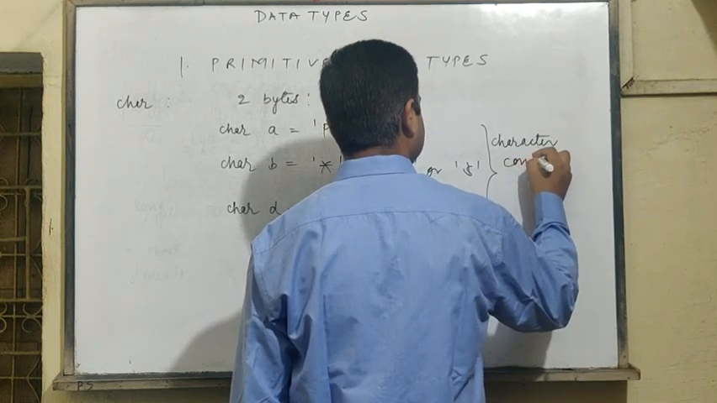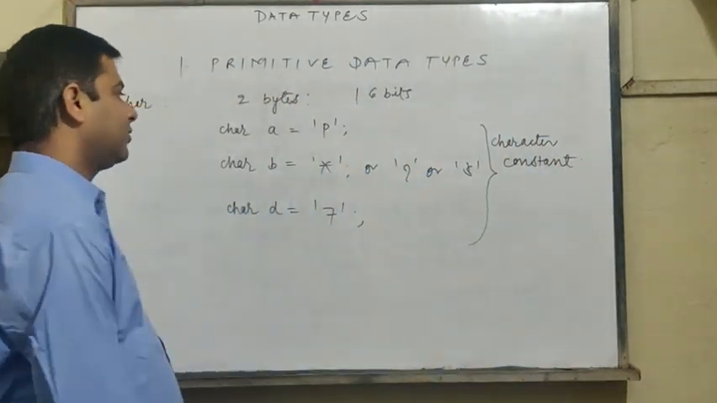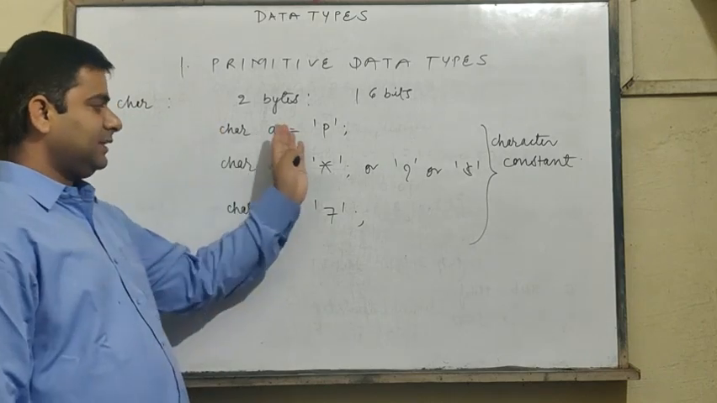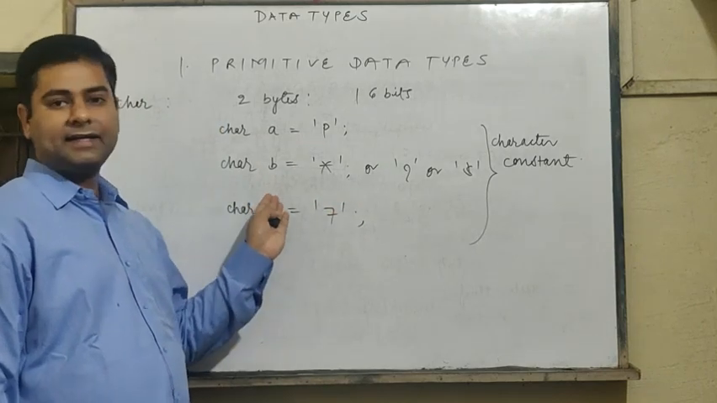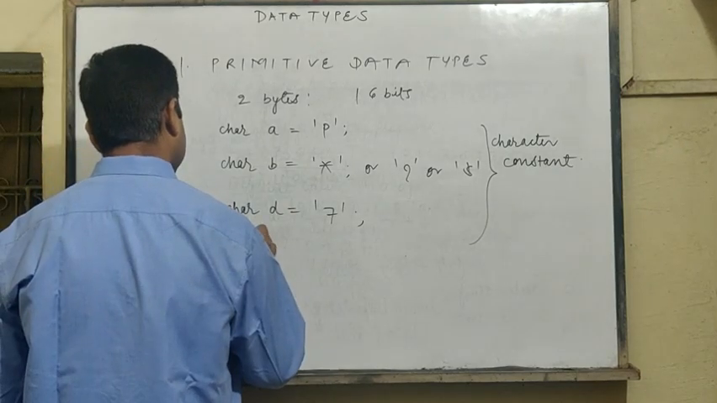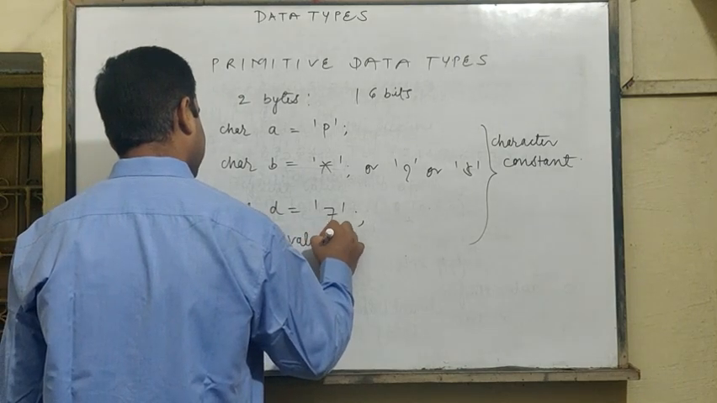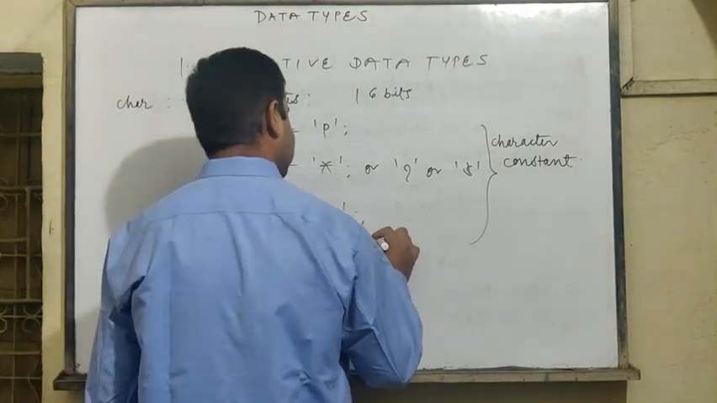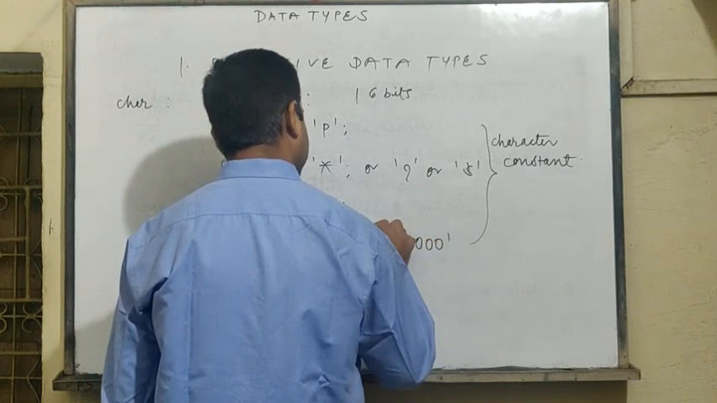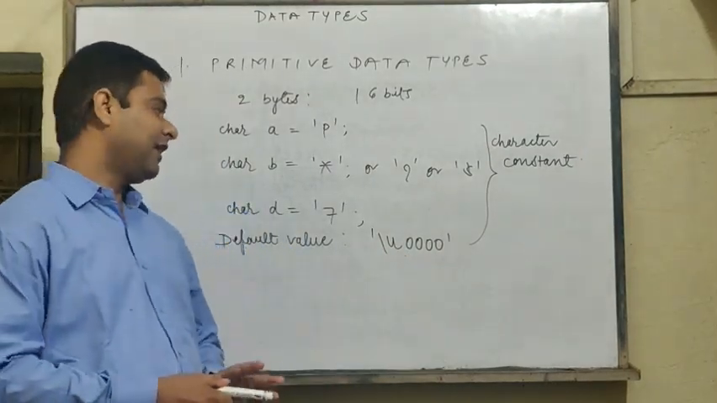Character constants are always enclosed within a single quote. And here you can see in this way we can store a single character in a character data type. And its default value is \u0000. Okay, \u and four times 0. This is the default value of the character data type.